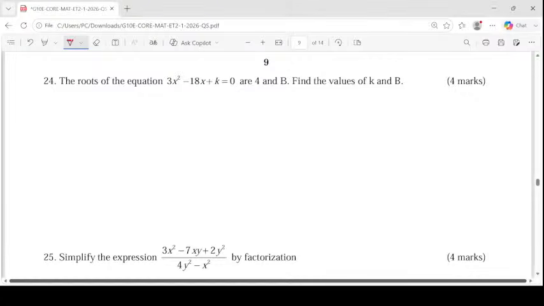The roots of the equation 3x squared minus 18x plus k equals 0 are 4 and b. Find the values of k and b. If these are the roots, 4 and b, the roots of this equation are 4 and b. Find the values of k and b.